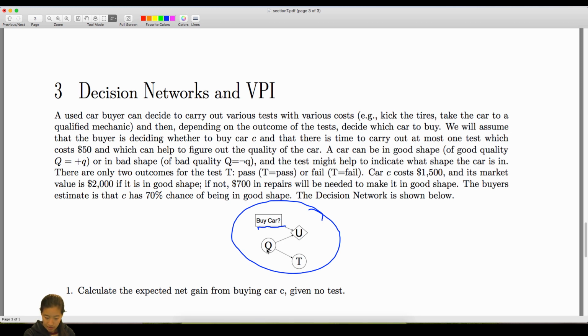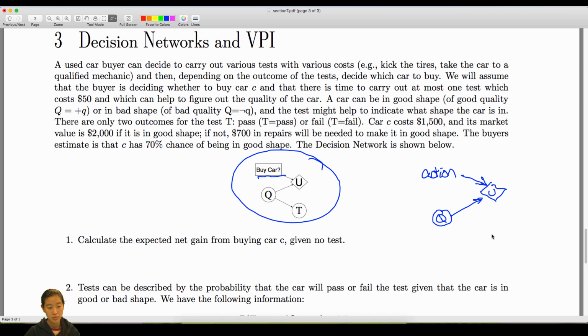So, jumping into question number 1, they want us to calculate the expected net gain from buying car C given no test. So we are not given any additional information. So we can see that the base net for this one, or the decision net, I should use the correct term, is simply going to be based on no additional information. So let's just jump into it.